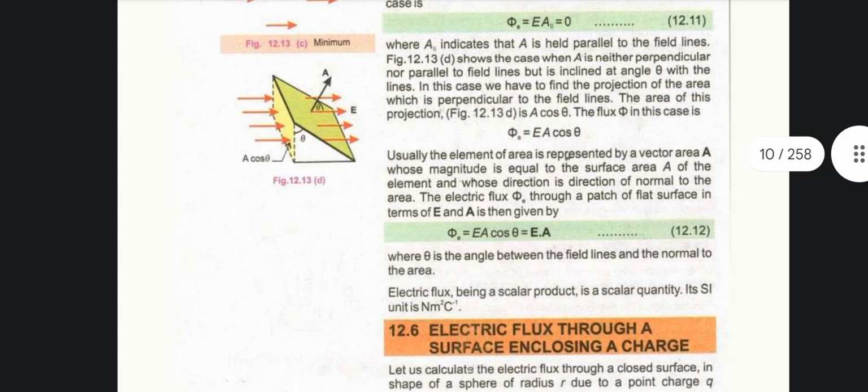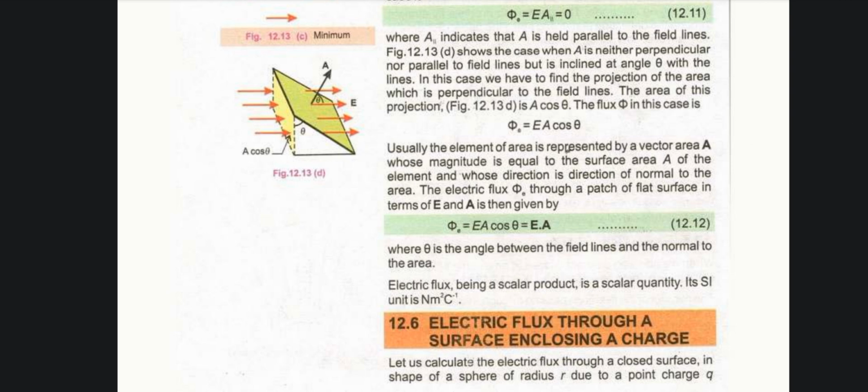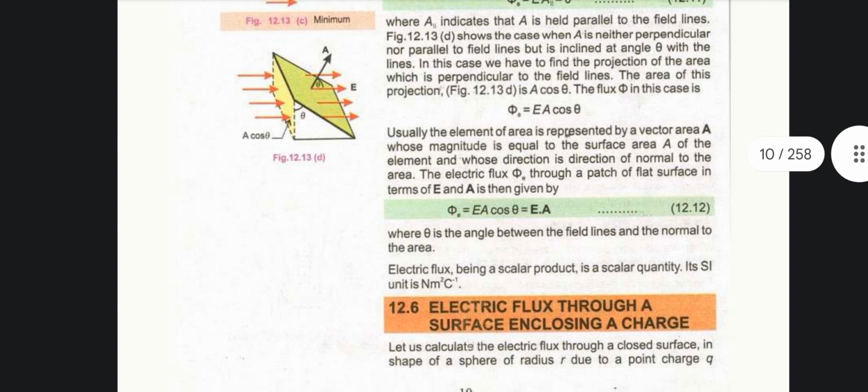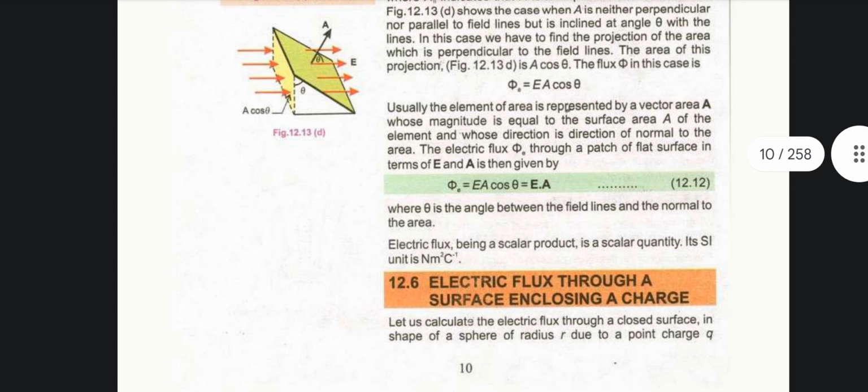Usually the element of the area is represented by the vector area A, whose magnitude is equal to the surface area of the element and whose direction is the direction of the normal to the area. The electric flux phi E through a patch of flat surface in terms of E and A is given by EA cos theta, E dot A, where theta is the angle between the field lines and the normal to the area. Electric flux, being a scalar product, is a scalar quantity and its SI unit is Newton meter square Coulomb inverse.